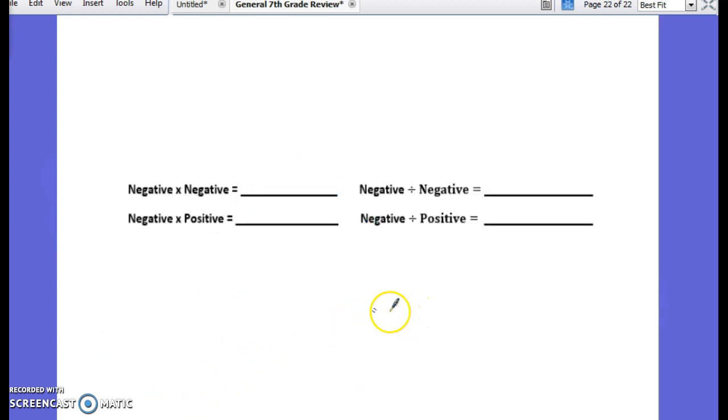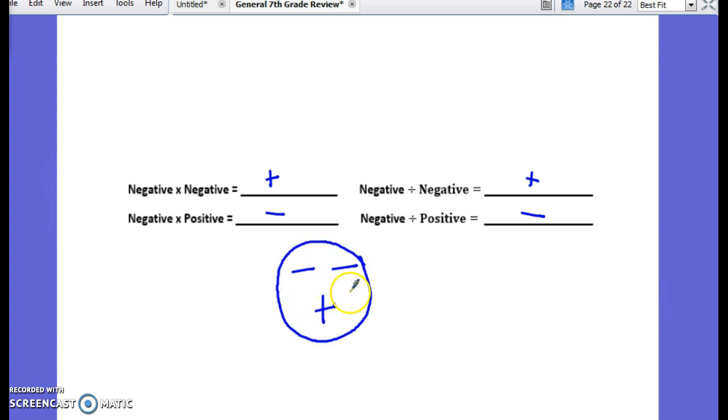Finally, remember these rules? What's a negative times a negative? That is a positive. What's a negative divided by a negative? That is a positive. What's a negative times a positive? That's a negative. And what's a negative divided by a positive? That's a negative.